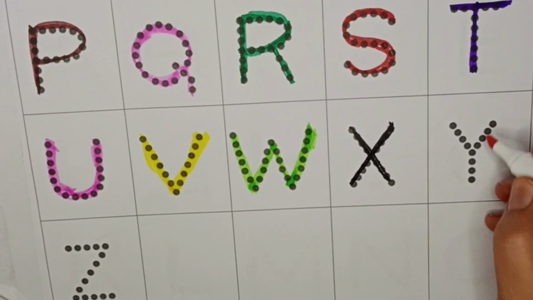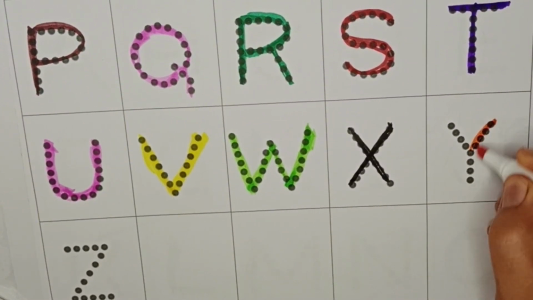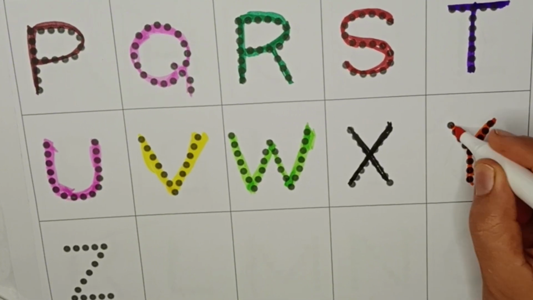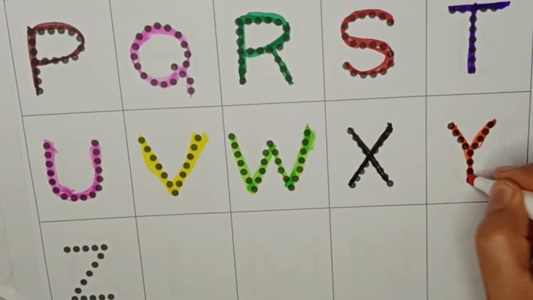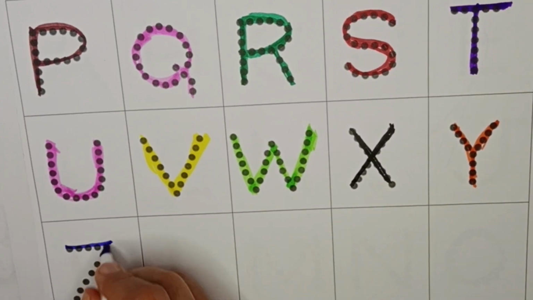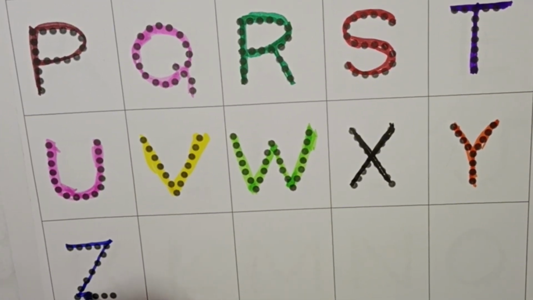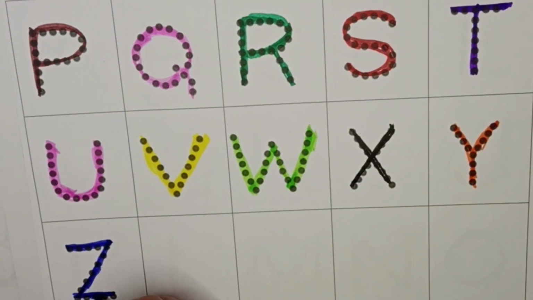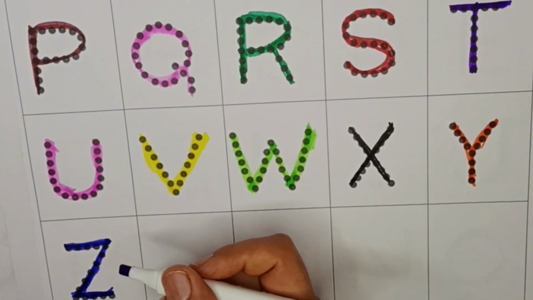Y. Y is for yo-yo and the color is orange. Z. Z is for zebra and the color is blue.